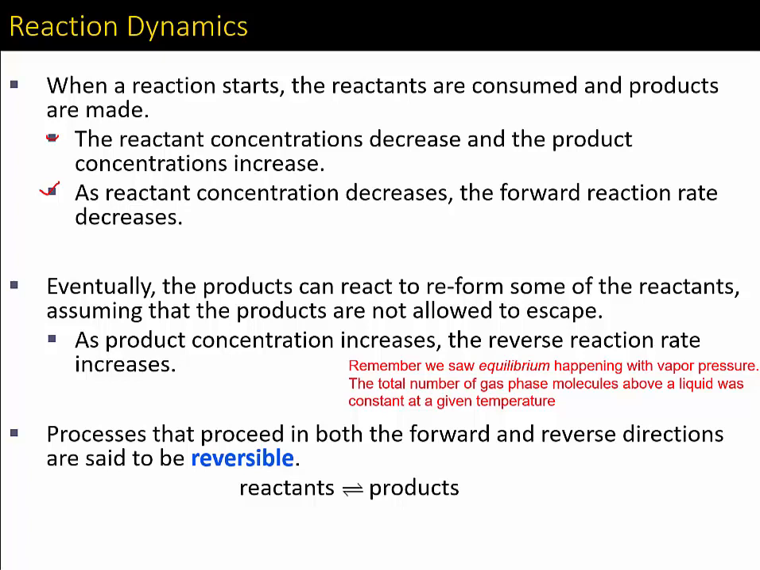Remember, we saw equilibrium happen with vapor pressure. The total number of gas phase molecules above a liquid was constant at a given temperature. The processes that proceed in both forward and reverse directions are said to be reversible. And so now you're going to start seeing this new double-sided arrow that indicates my reaction can go in a forward direction and in a reverse direction.